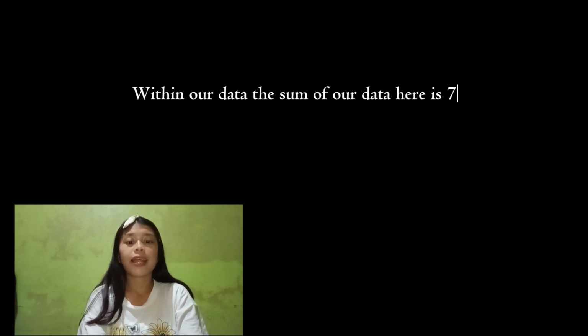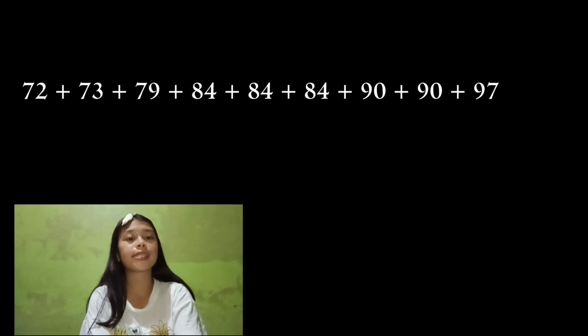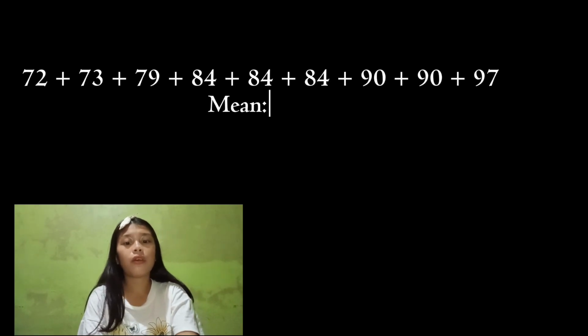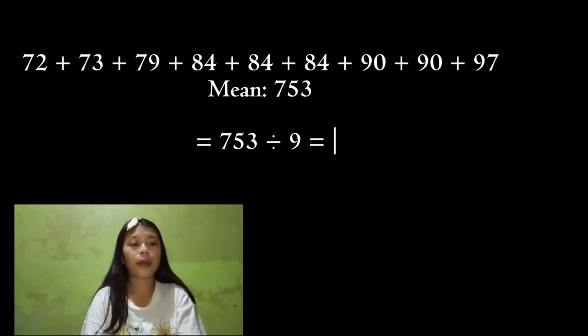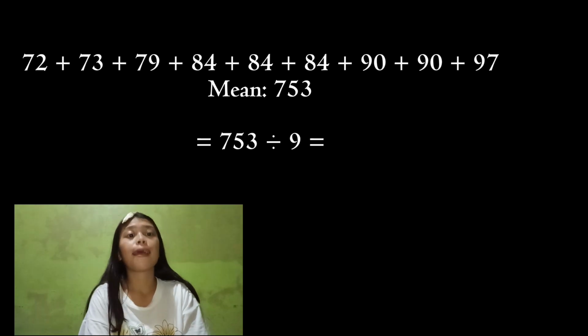Within our data, the sum is 753, so we add 72 plus 73 plus 79 plus 84 plus 84 plus 84 plus 90 plus 90 plus 97. So the total of our sum is 753. Then we divide by the number of numbers in our data, which is 9: 72, 73, 79, 84, 84, 84, 90, 90, and 97.